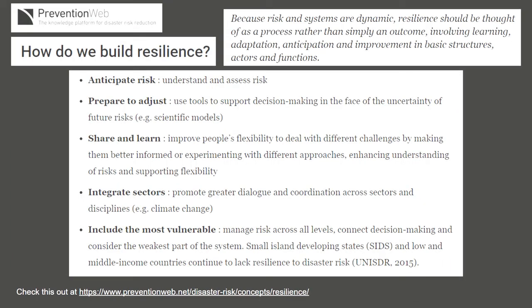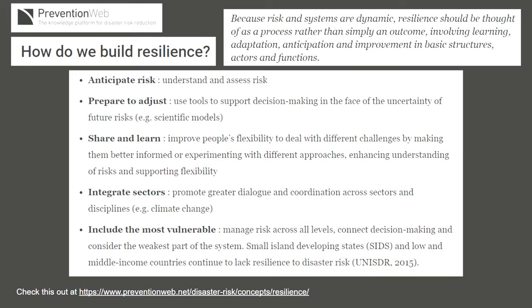So how do we build resilience? So we know that we have to identify the intensive and extensive risk, and then we need to build up resilience. How do we do that? So number one, anticipate risk. Understand and assess the risk that your community would most likely experience. Okay, that's why in one of your assignments, you were tasked to come up with a hazard map of your home so that you can assess the risk of your homes.